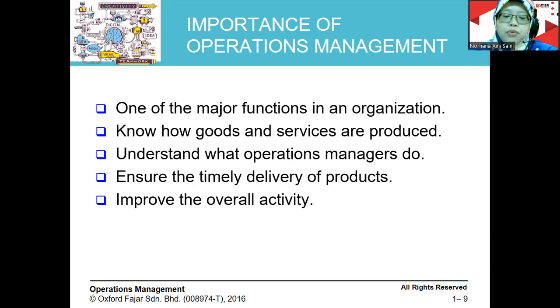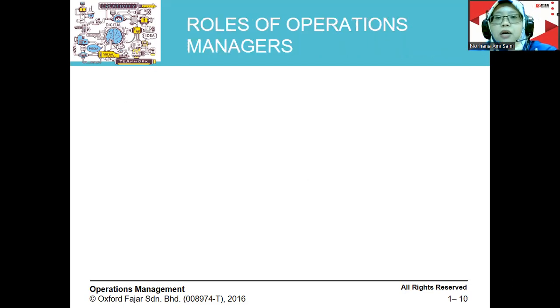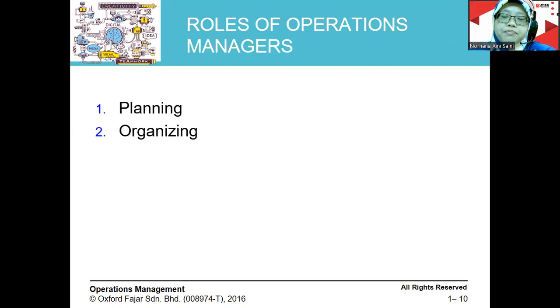Because when we know operation management, we will work together with the supplier and the distributor, which means we will learn more about the supply chain. So we can estimate the delivery time of the product itself, and also improve the overall activity.